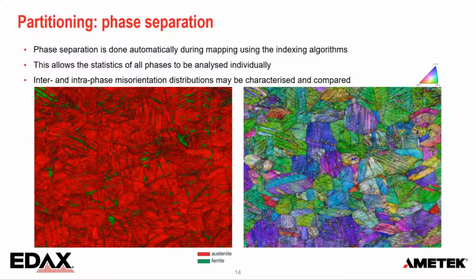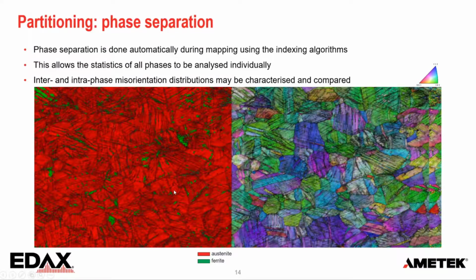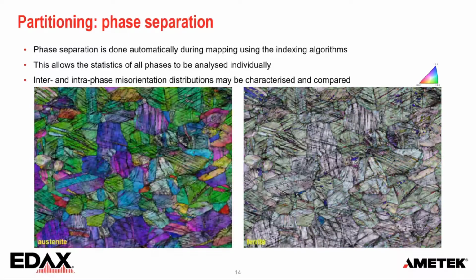A common way for partitioning that you normally don't even realize that's happening is the phase separation. If you have a multi-phase sample here, a material with austenite and ferrite, the phase separation or the partitioning is already done during mapping by the indexing. So the software recognizes which grains, which pixels are austenite and ferrite, and it will automatically assign the proper phases. But then in the analysis software, we can separate those two in individual maps. Here on the left is just the austenite phase. Here on the right in color is just the ferrite fraction that's left over.